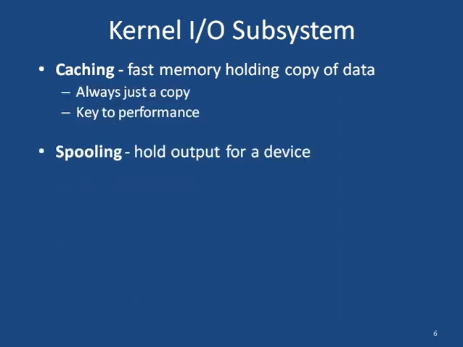And the next one is spooling. Spooling means holding the output for a device. For example, a device has a receiving speed of 10 bits per second, and the sending part has 100 bits per second. So we need to maintain all the data in a memory and send the remaining data one by one.